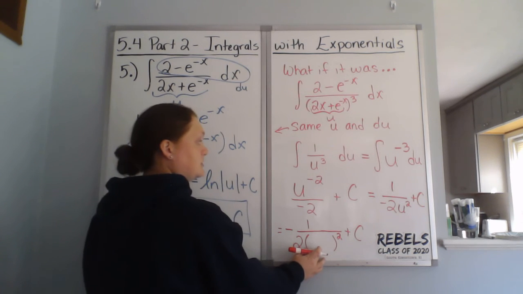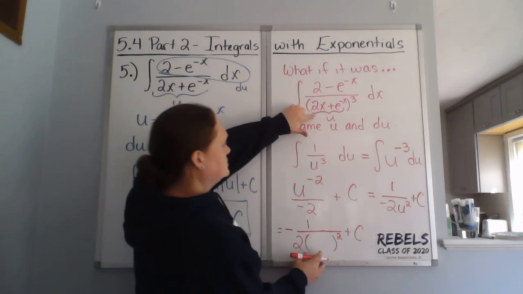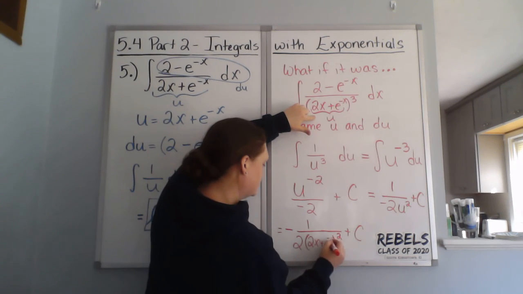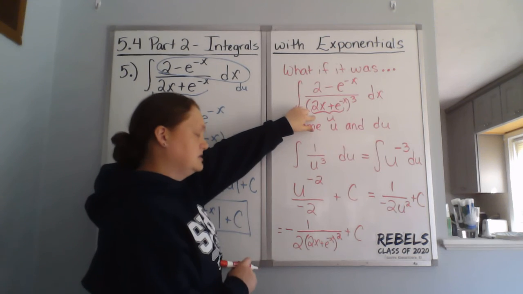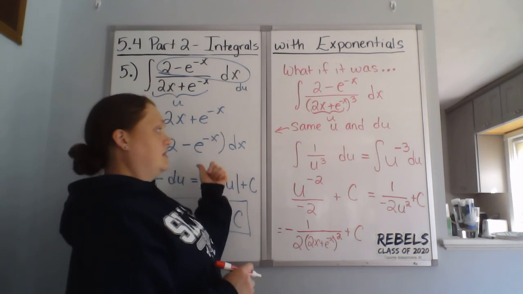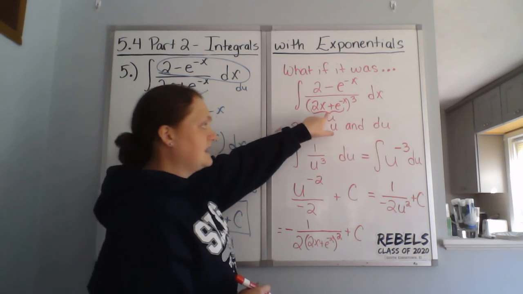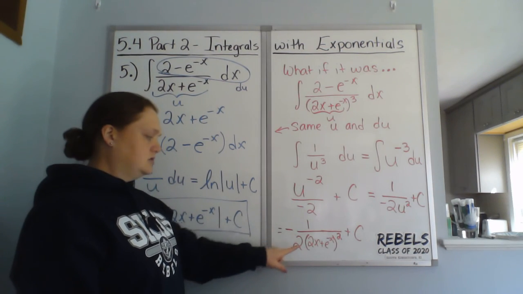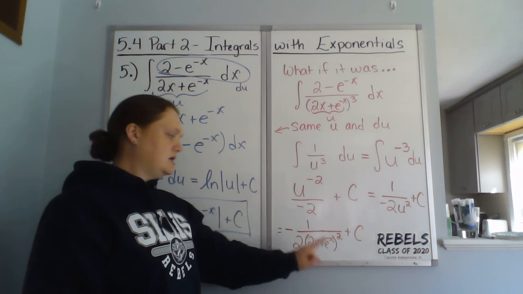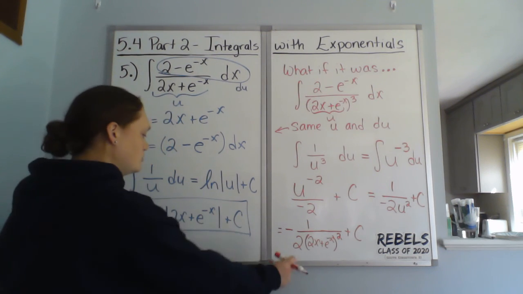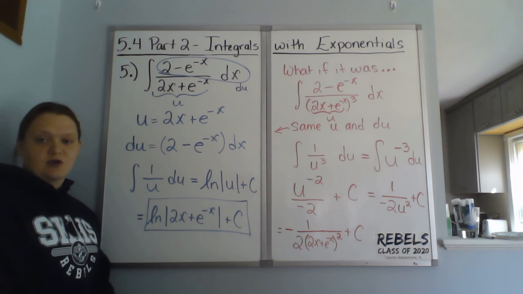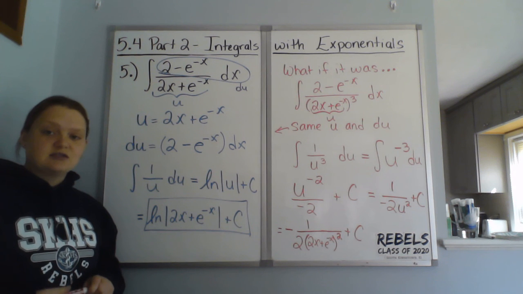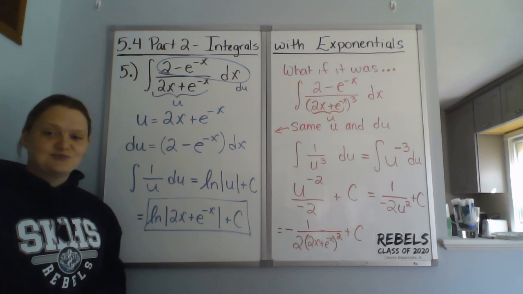And I need to fill in what the u was. The u was the 2x plus e to the negative x. I know that's super teeny tiny and probably hard to see, but it's the u that we chose at the beginning. It's what's written inside the parentheses cubed. So the final answer here would be negative 1 over 2 times the quantity 2x plus e to the negative x, squared, plus c. Totally different answers, so you need to be watching out for those little details, those little differences. But this is our fifth and final example for this lesson. Good luck with your homework, guys.